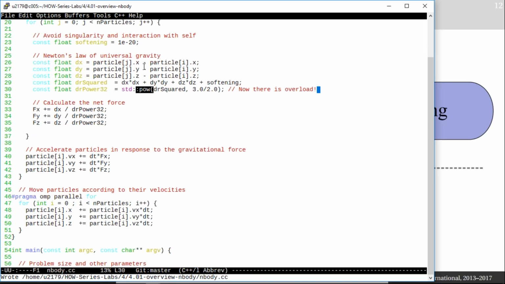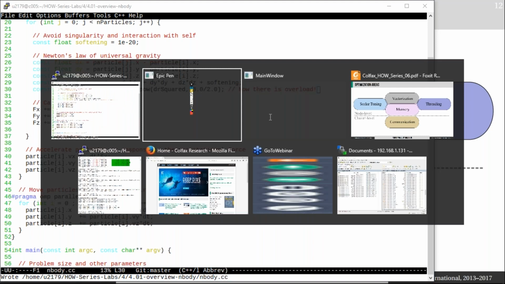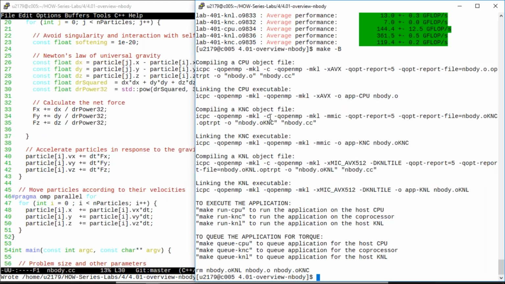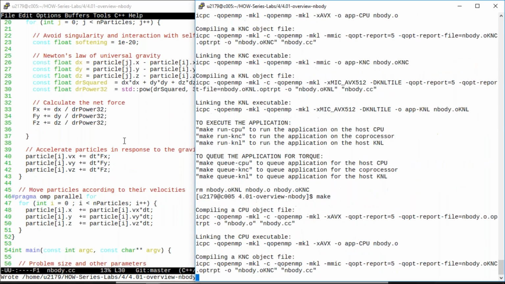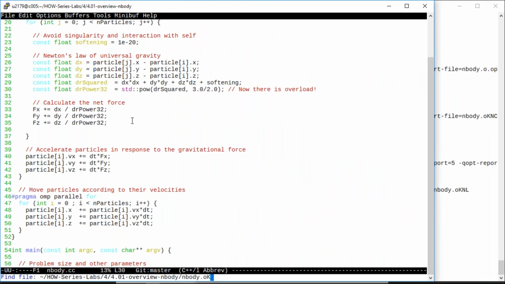Without it, what we were doing is we were calling a double precision function with single precision arguments. So by the rules of the C++ language, you have to promote the single precision value to double precision, then you have to do the power function of a double precision number, get a double precision result, and convert it back to single precision. Unnecessary math. Now, we should be getting overload, and we should get no type conversions. Okay, let's check that. Compile. Reread the optimization report.